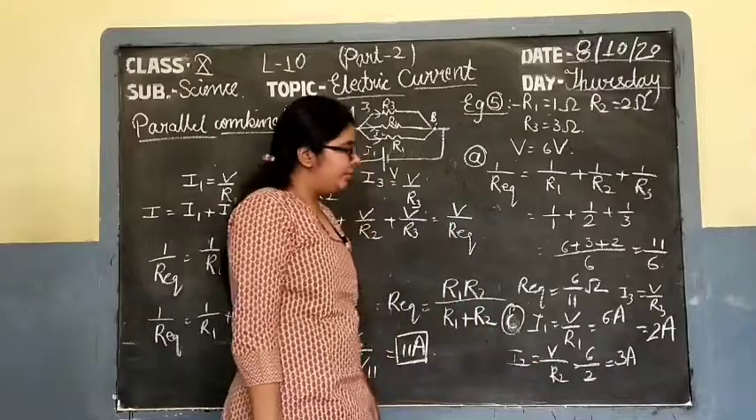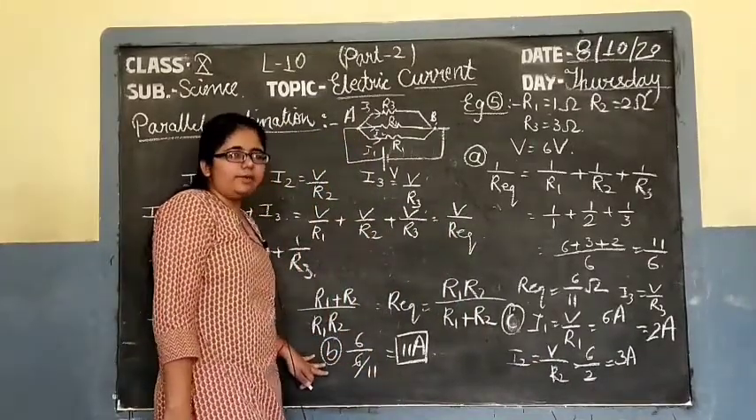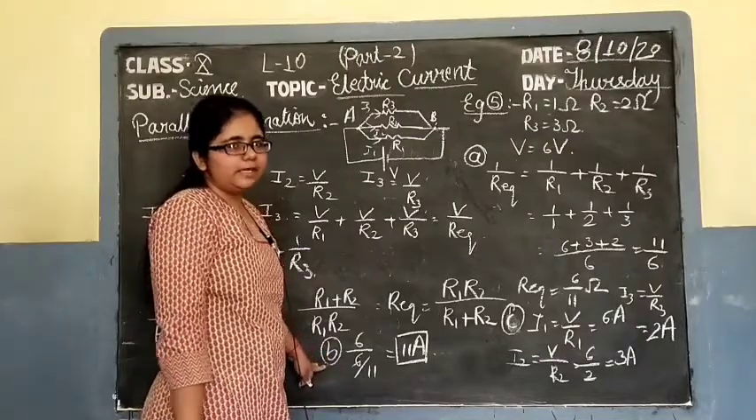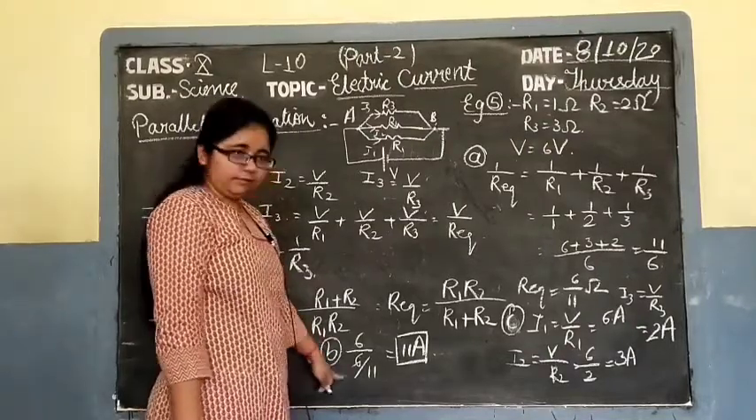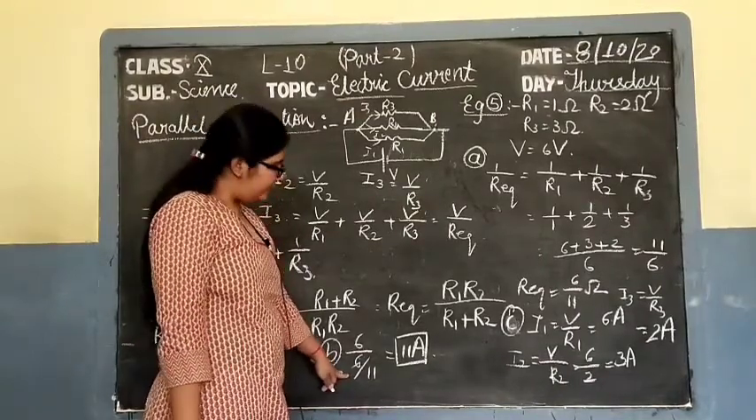Then in the B part you have to calculate the current of the whole circuit. So in B part the formula will be V by R equivalent, the potential difference of the whole circuit, that is 6 volt, and the R equivalent, that is the resistance of the whole circuit, that is 6 by 11 ohm.